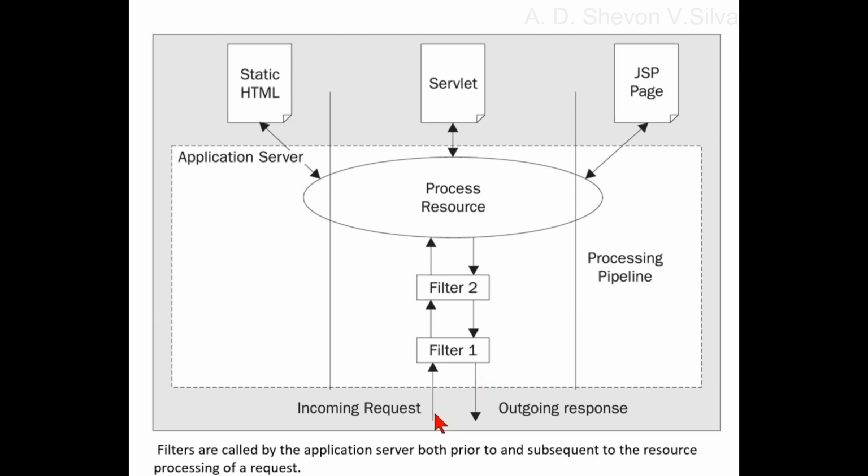Here you can see the incoming request is passed to filter 1, and filter 1 is connected to filter 2, and filter 2 is connected to process resource. Process resource, filter 1 and filter 2 are inside the application server. You can see the processing pipeline, and process resource interacts with static HTML, servlet and JSP page. Process resource is connected to filter 2, filter 2 is connected to filter 1, and filter 1 is passing the outgoing response.